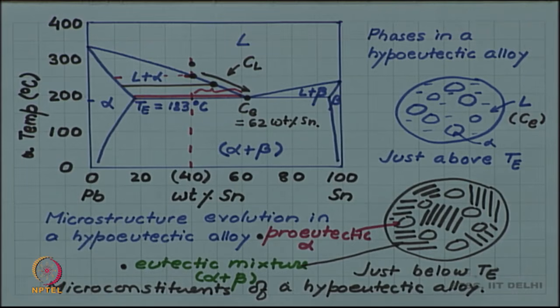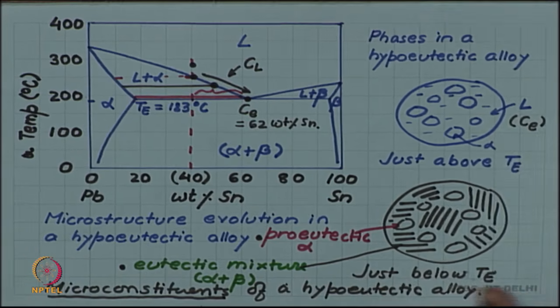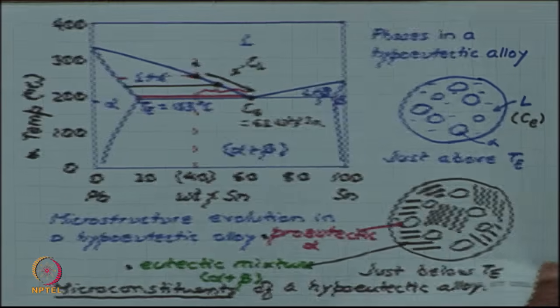Notice that we are using two kinds of terminology. If I say what are the phases in this alloy, I will say phases are alpha and beta, but if I say what are the microconstituents of this alloy, then the microconstituents are pro-eutectic alpha and eutectic mixture, because in an optical microscope, you can see pro-eutectic alpha and eutectic mixture distinctly. So, this terminology microconstituent is common while discussing the microstructure and phase diagrams.